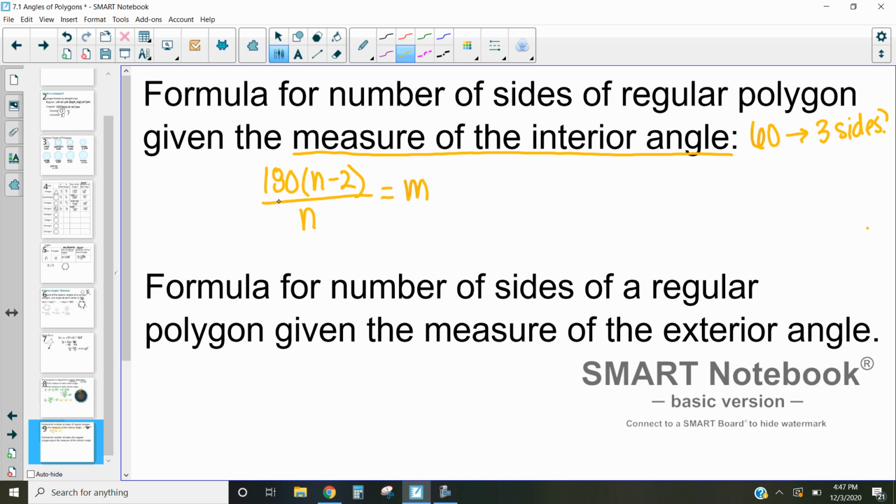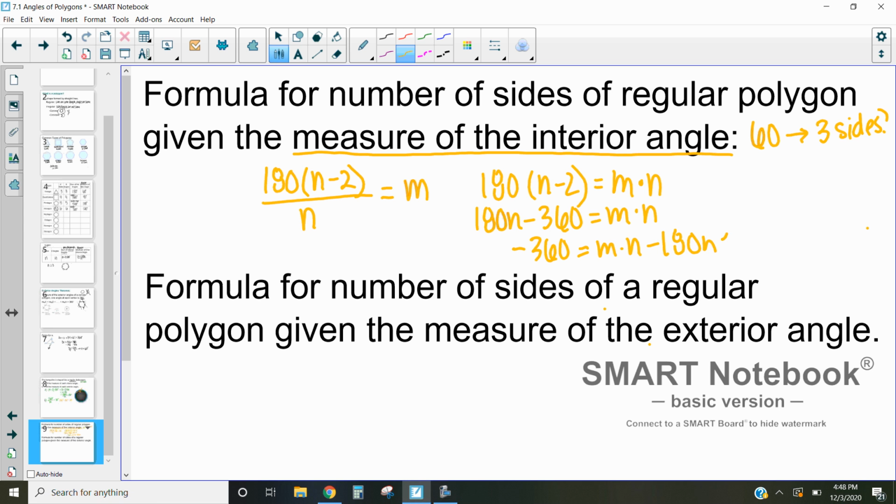So we've got a couple of different things that we can do here. As we divide it, one thing I want to do is 180 times n minus 2 equals m times n, right? Because we know that. And then I'm going to multiply this out. So 180n minus 360 equals m times n. And then we can subtract this. So we get negative 360 equals m times n minus 180n.